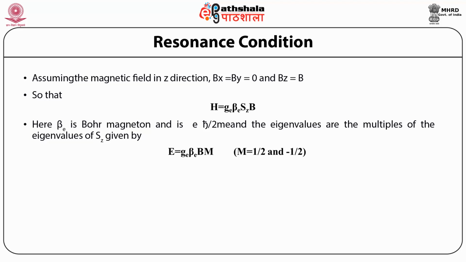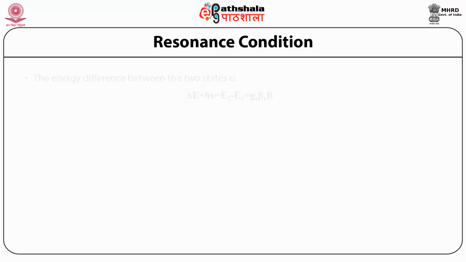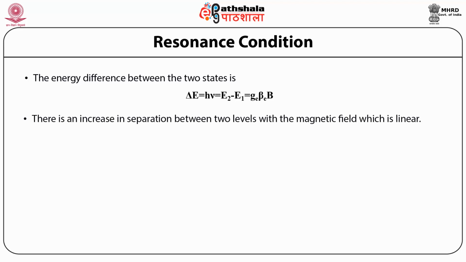m can take values 1/2 and minus 1/2. Therefore, E equals plus minus 1/2 g_e beta_e B. Now, the energy difference between the two states is h nu. So, delta E equals h nu equals E2 minus E1 equals g_e beta_e B. There is an increase in separation between the two levels with the magnetic field, which is linear.